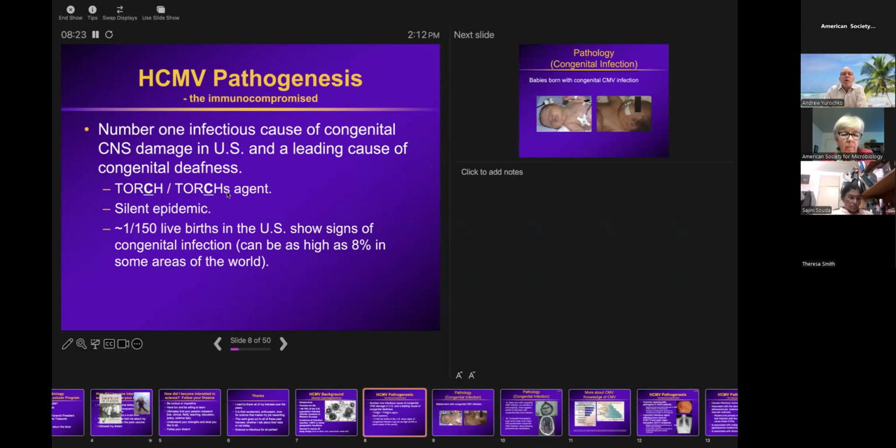These are all agents, whether bacteria or viruses, that can cause congenital infection, meaning an in utero infection affecting the developing embryo. Sometimes we consider it a silent epidemic because the mother, unfortunately, does not always know she's been infected, and is therefore carrying a potential child who might have a congenital infection. The numbers are between 1 in 150 and 1 in 200 live births in the United States. In some areas of the world, that could be up to 8%. So a significant number of live births can be associated with CMV congenital infection.